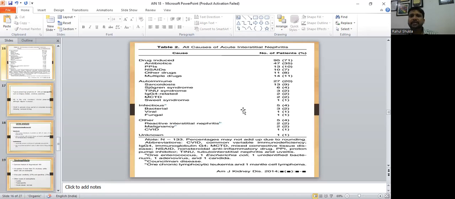Among all causes, antibiotics may cause around 35% of patients of AIN, followed by PPIs. So PPI is a very important cause of AIN, responsible in around 10% of the patients. Then NSAIDs are around 7%, and autoimmune sarcoidosis can be seen in around 9%, TINU syndrome 4%, IgG4-related disease in 2%. Similarly, infectious agents can be seen: bacterial 4%, viral 2%, and 1% fungal infection may be associated with interstitial nephritis. Then a few malignancies may also be associated with interstitial nephritis.